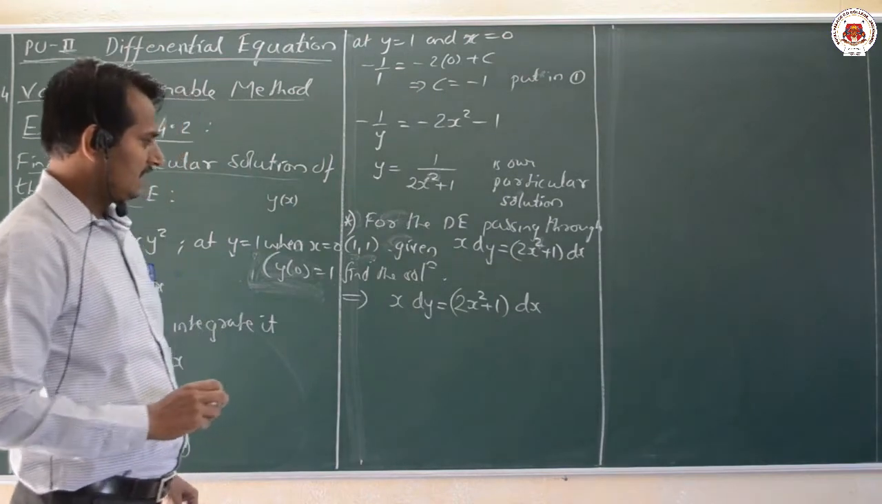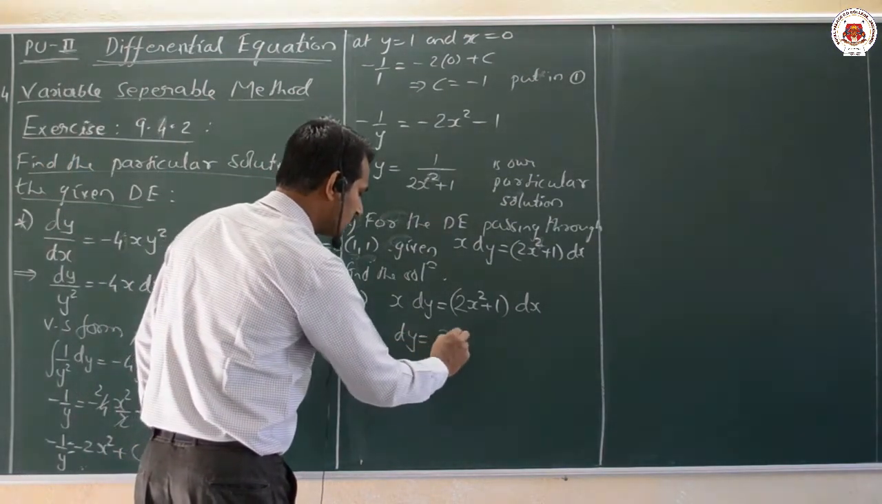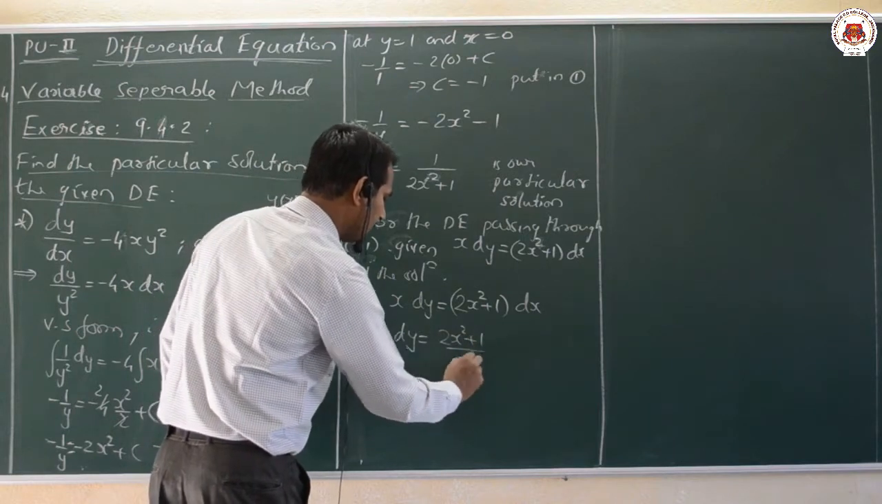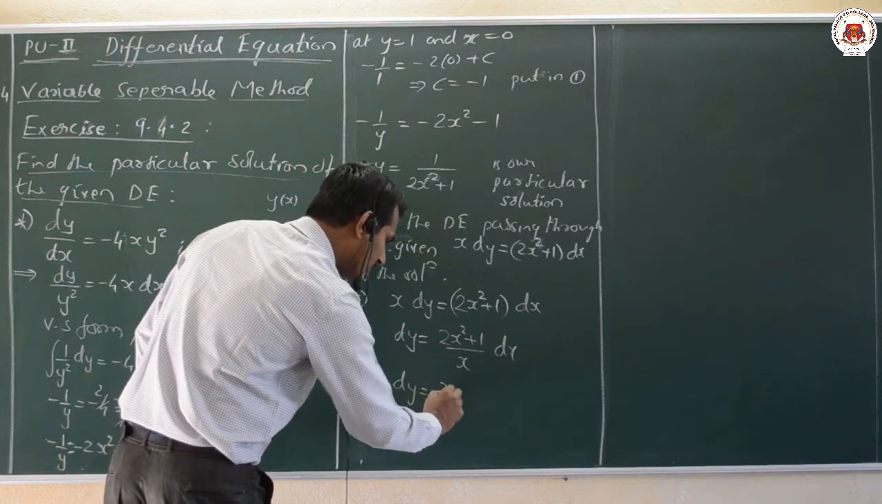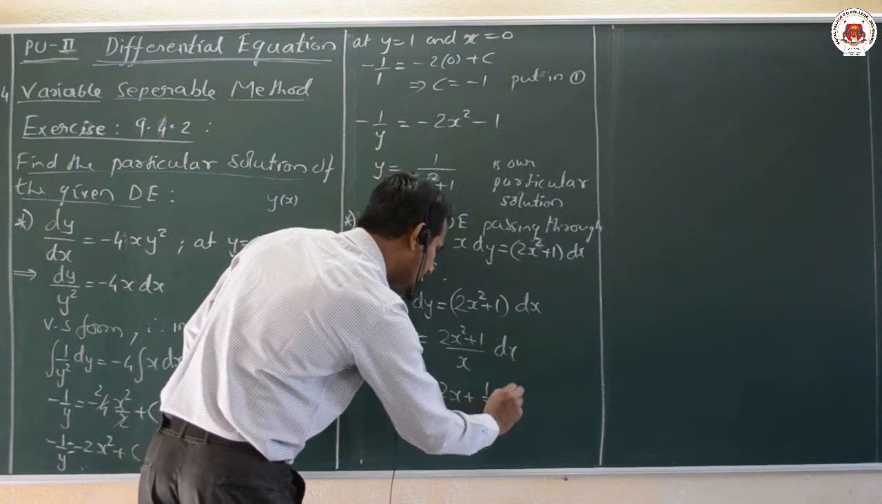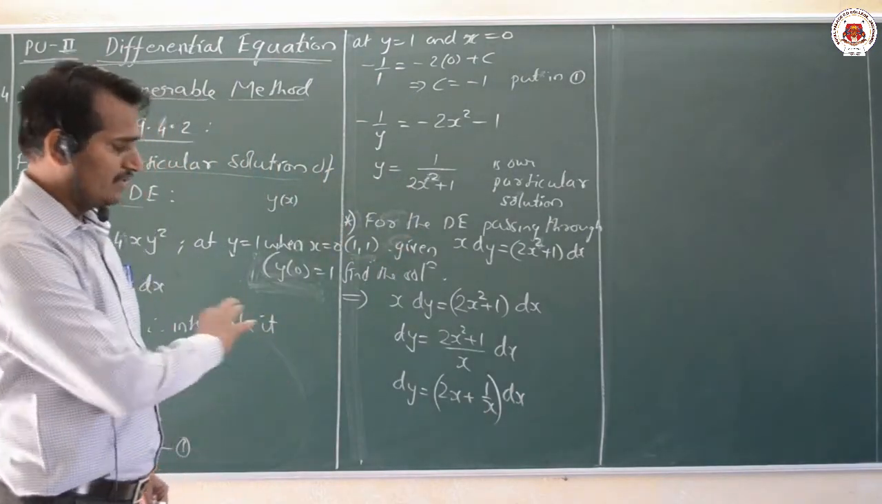Now, directly what we can write here is dy equal to, dear students, (2x² + 1)/x into dx, that is nothing but dy is equal to (2x + 1/x) into dx here. Now here directly you can integrate it.